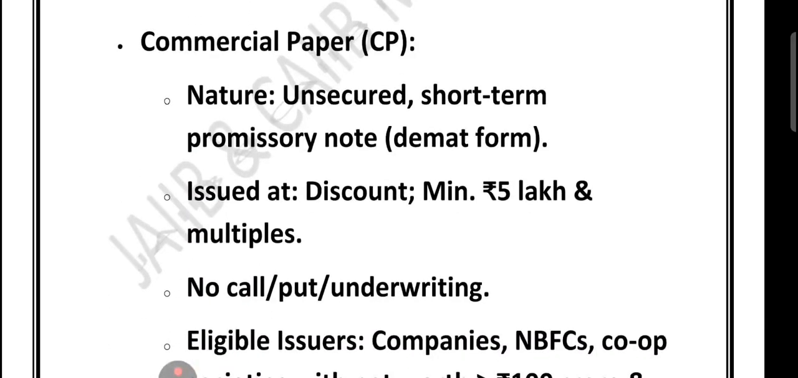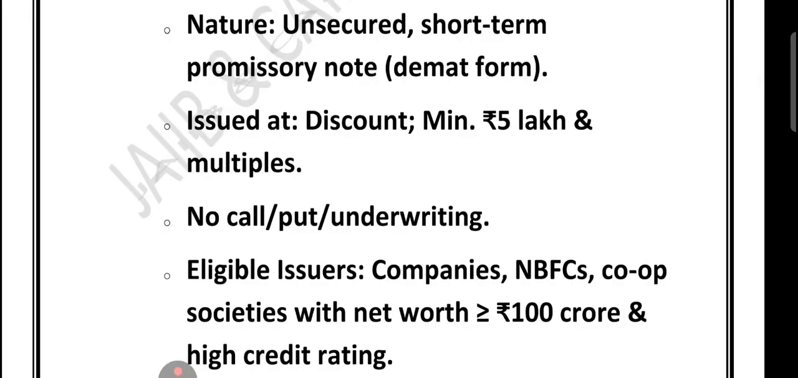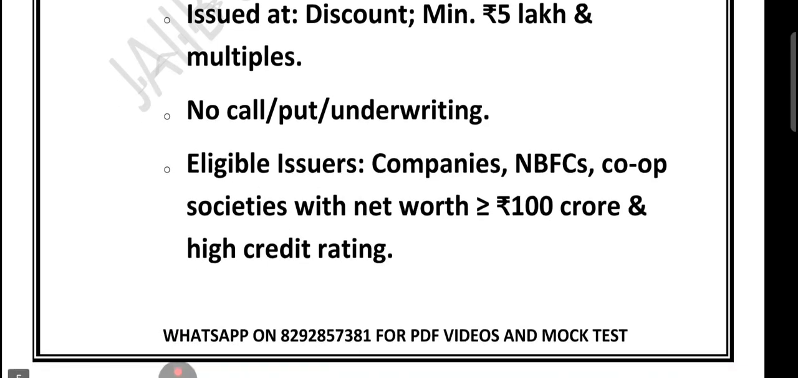Then CP. CP means commercial paper. It is an unsecured short term promissory note. Unsecured means it is a written promise by a company to repay money after a short term. It is issued in demat form. Please remember, we issue it in dematerialized format, and generally at a discount, and it has a minimum investment of 5 lakh and multiples of 5 lakh. There is no call, put or underwriting option in the commercial paper, which means once it is issued, it runs till the maturity. That's called no call, put and underwriting option.